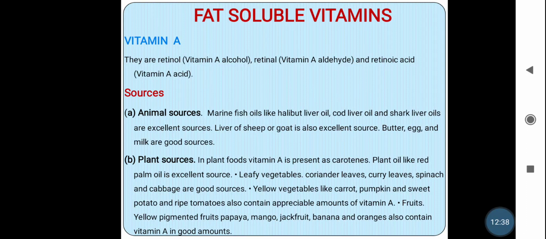Next are the plant sources. In plant foods, vitamin A is present as carotenes. Then plant oil, like red palm oil, is an excellent source. Then different leafy vegetables like coriander leaves, curry leaves, spinach and cabbage are good sources. Then yellow vegetables like carrot, pumpkin, sweet potatoes and ripe tomatoes also contain appreciable amounts of vitamin A. Then different yellow pigmented fruits, such as papaya, mango, jackfruit, banana and oranges, also contain vitamin A in good amounts. So all these are the sources from which we get vitamin A.